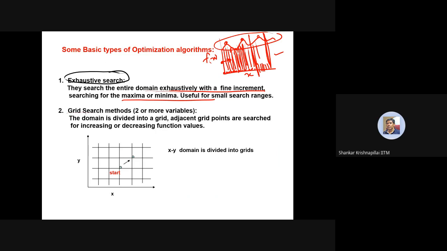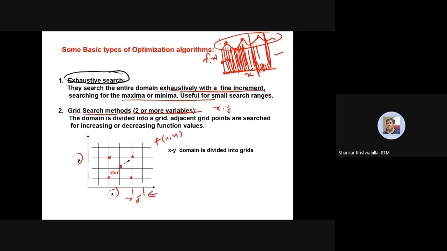Another is called the grid search method, which is a type of exhaustive search for two or more variables, that is, both x and y variables are there. The domain is divided into a grid like this, with x-axis here and y-axis here, divided with a fine increment delta. The user has to start at a particular point like this and sample the objective function at the four corners. So you have to check f of x, y at the four corners.